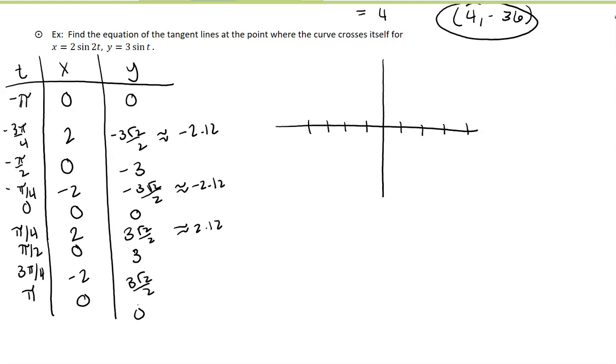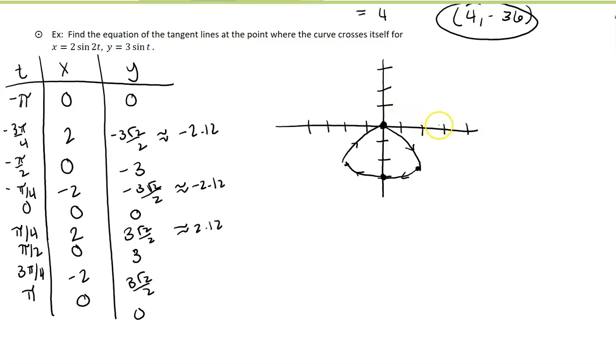Now when I go to graph this, I'm going to plot 0, 0. I'll have 2, negative 2.12, so we're kind of moving in this direction. And that orientation is important. Then we're going to go down to 0, negative 3. Then we'll have negative 2, negative 2.12 roughly. We'll go back to 0, 0. Now you can see this is the point at which the graph crosses itself.